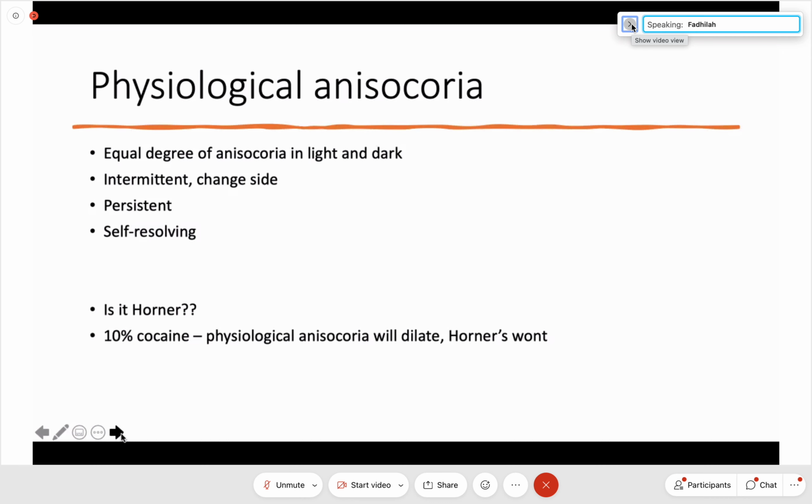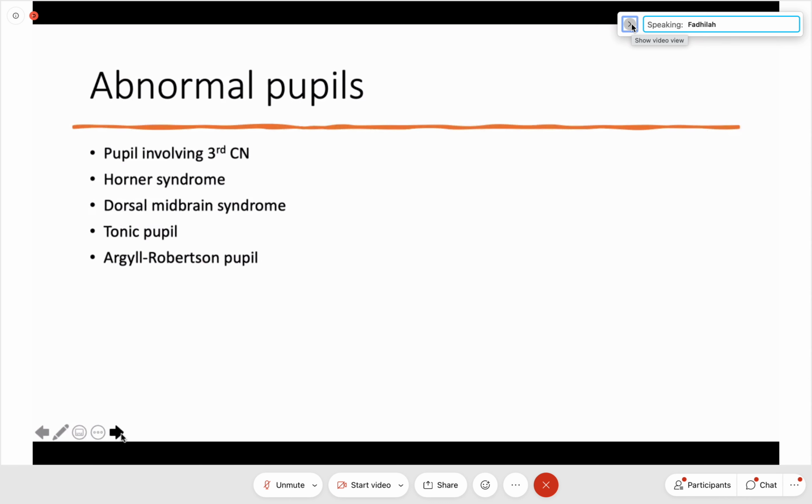When you turn the light on and off, you would see that the degree of anisocoria in light and dark are equal. They don't change, right? And physiological anisocoria can be intermittent, can be persistent. They can even change size sometimes. Last time we saw the left eye to be smaller, but now the right eye is smaller. And they can self-resolve. But the biggest question is for you to differentiate physiological anisocoria from Horner syndrome. Of course, I do not do this, but if you are really in dilemma, you can use 10% cocaine, and then physiological anisocoria will dilate, but Horner pupils won't.